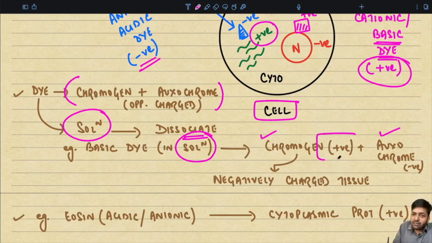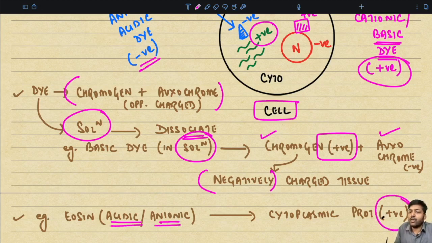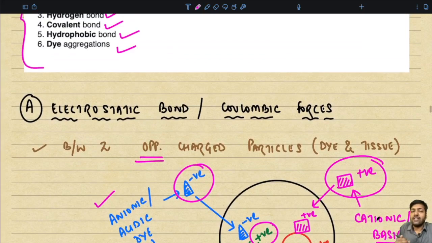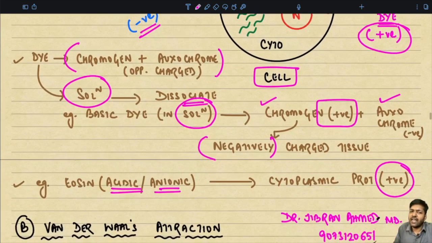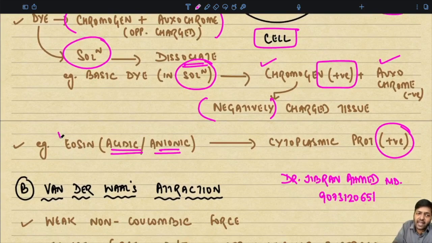Because we are using a basic dye, the chromogen will be positively charged. It will bind with the negatively charged tissue components like the nucleus and the acidic mucins. Similarly, the acidic or anionic dyes like eosin will combine with the positively charged tissue components like the cytoplasmic proteins or the collagen. The best example of a dye which has electrostatic bond or Coulombic forces is an acidic dye like eosin.